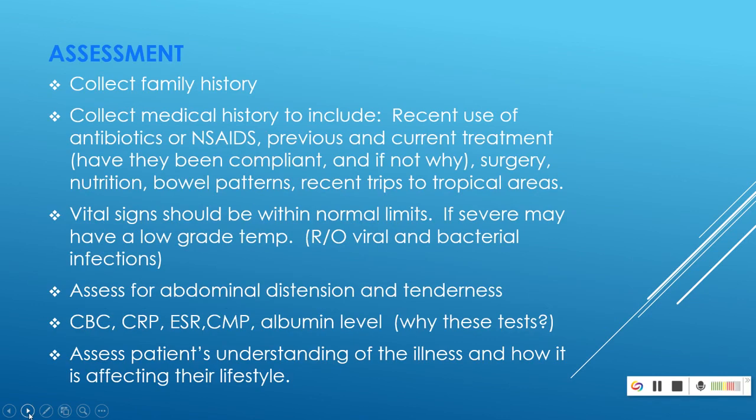Assessment. Well, we need to collect family history because didn't we say that it possibly could be genetic? If it's genetic, we need to find out. Anybody else in your family experienced this? Recent use of antibiotics or NSAIDs, because those can cause inflammation of the colon. We need to make sure, is this actually ulcerative colitis or could we relate this to something else? Ask about surgeries, any type of colon surgery.